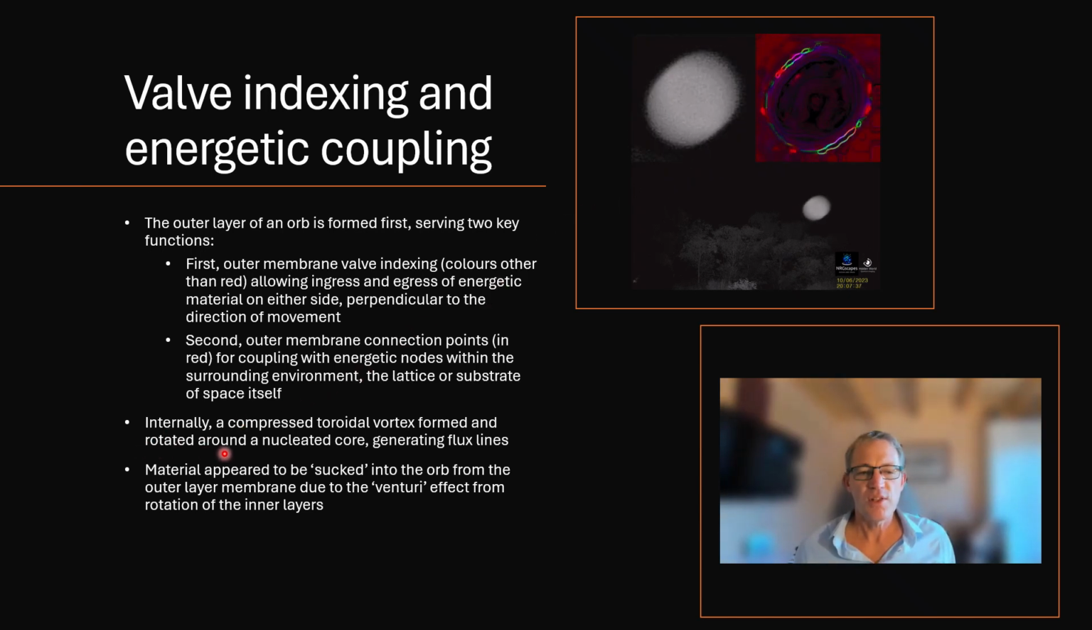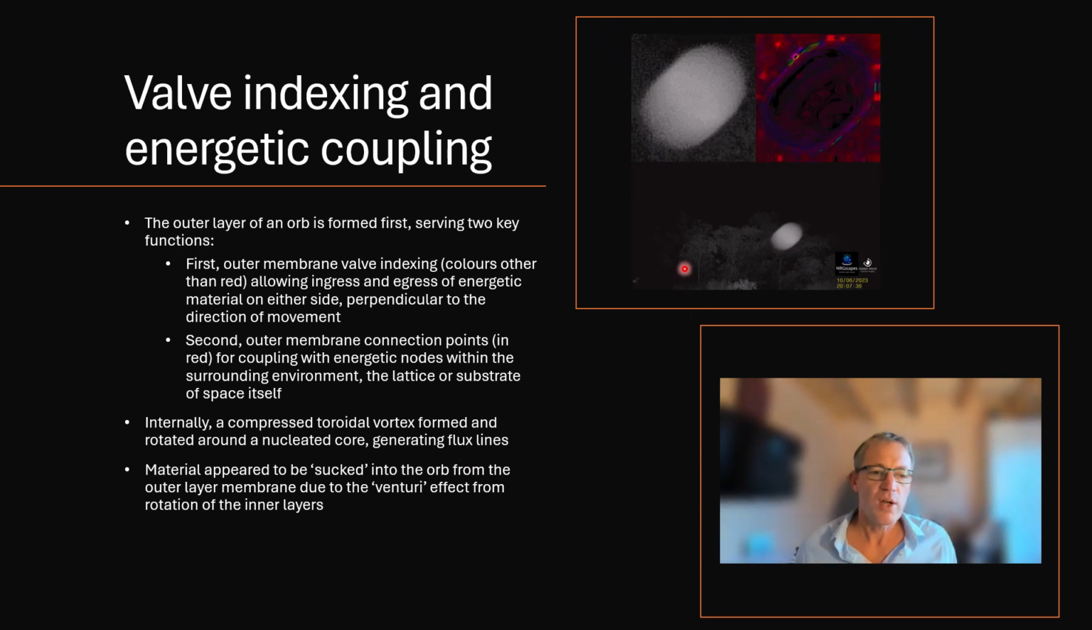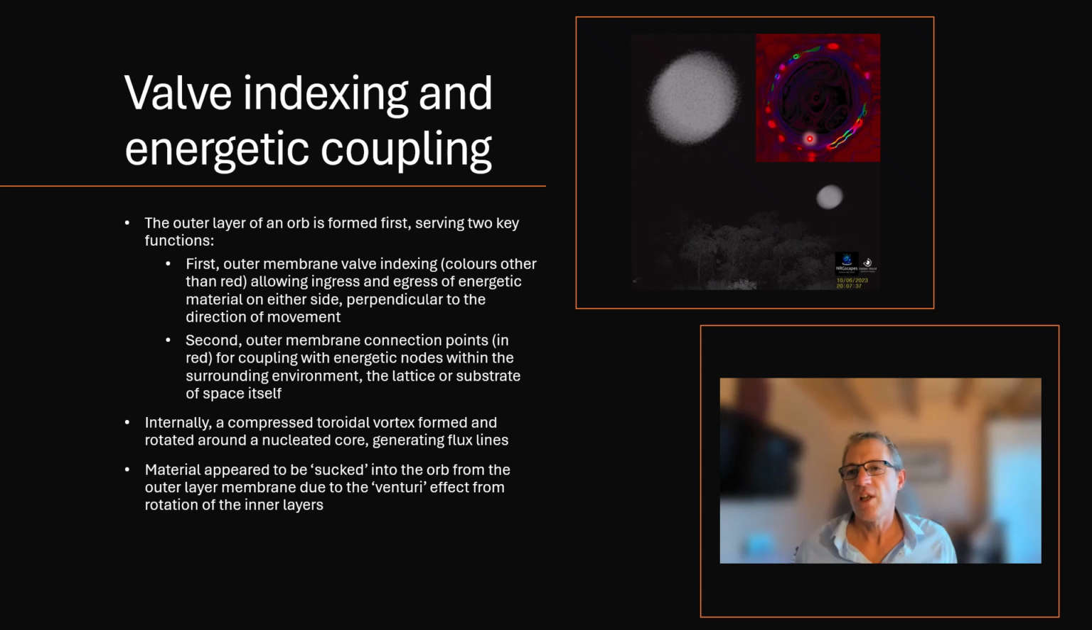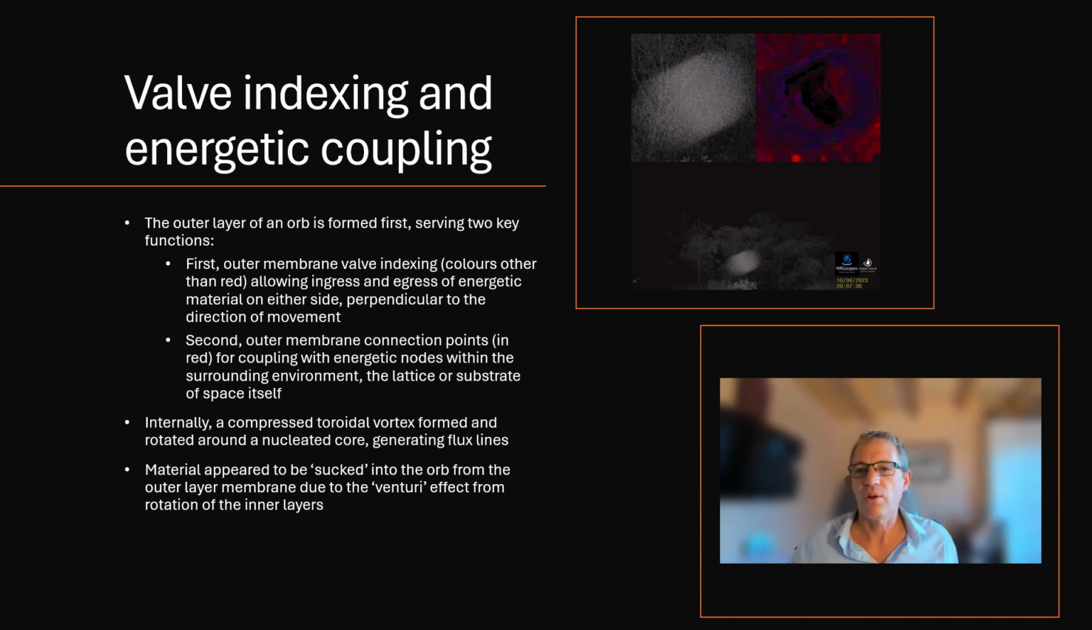Now, internally, the compressed toroidal vortex forms while this is going on and rotates around a nucleated core. Now, that generates the flux lines that we see in other image analysis when it's fully formed as well. And then material appears to be sucked into the orb from the outer layer membrane due to this Venturi effect from index valving and this lock and key model that's going on.